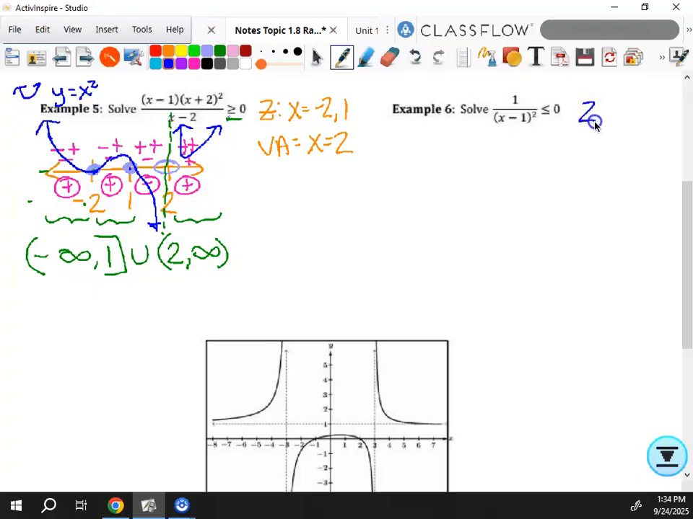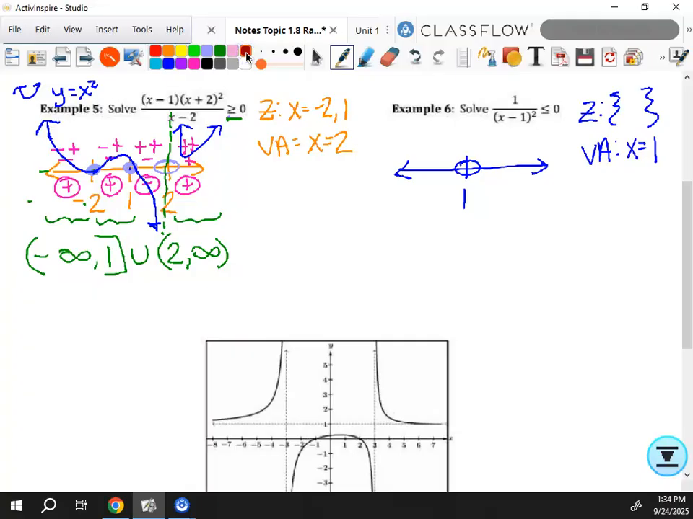My zeros. What are my zeros? Do I have any? No, I don't here because there's no variable in the numerator, so it's the empty set. Vertical asymptote, I have 1 at x equals 1. So on my number line, I have one thing at 1. And it's open because it's an asymptote. All right?